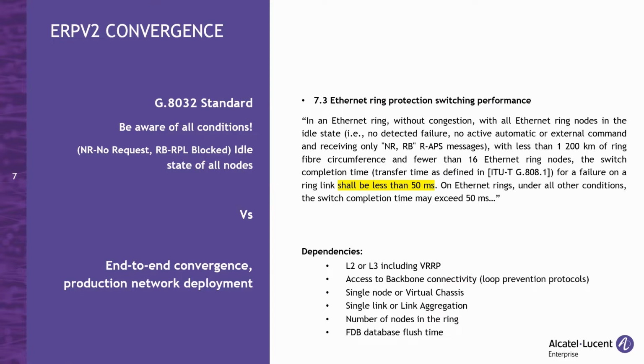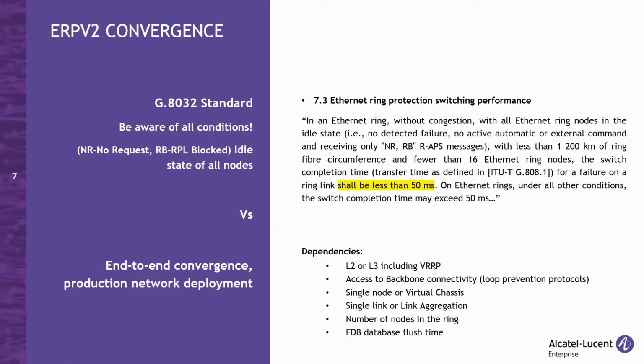taken out of context, or better said, out of standard. In the standard, you will find the specific conditions of the network with respect to ring distance, the number of nodes, fewer than 16, and ring node status in order for convergence to be below 50 milliseconds. So it makes difference if network deploys a single node or nodes connected by virtual chassis, if a single link or link aggregation of two or more links are used. It is also not unusual to have more than 60 nodes in the ring in production networks.